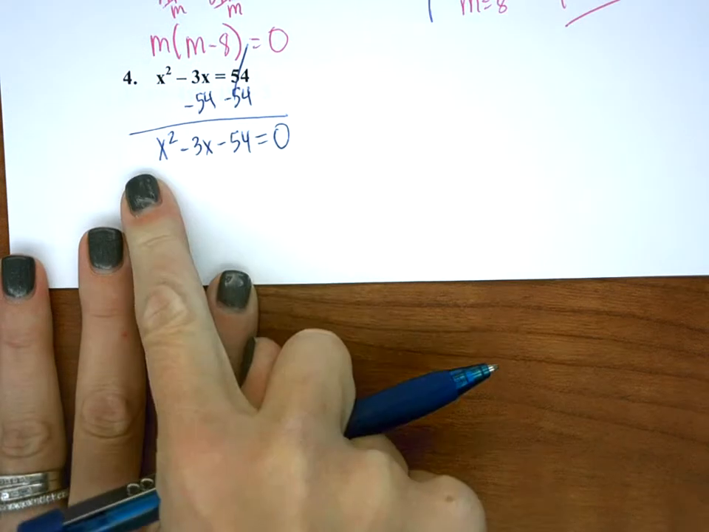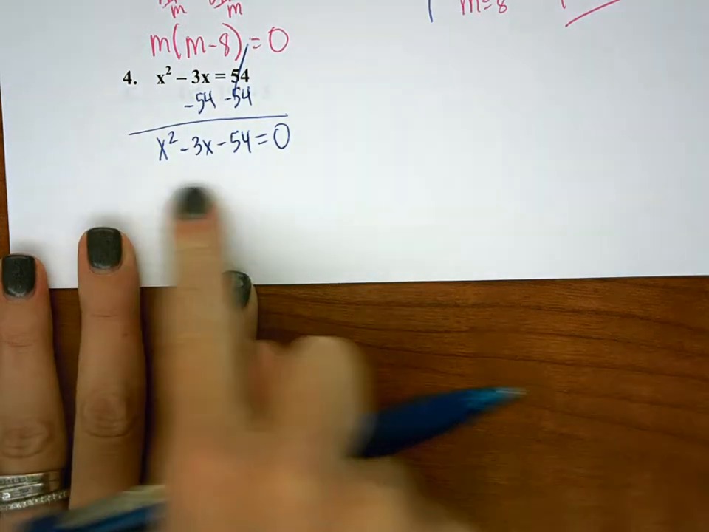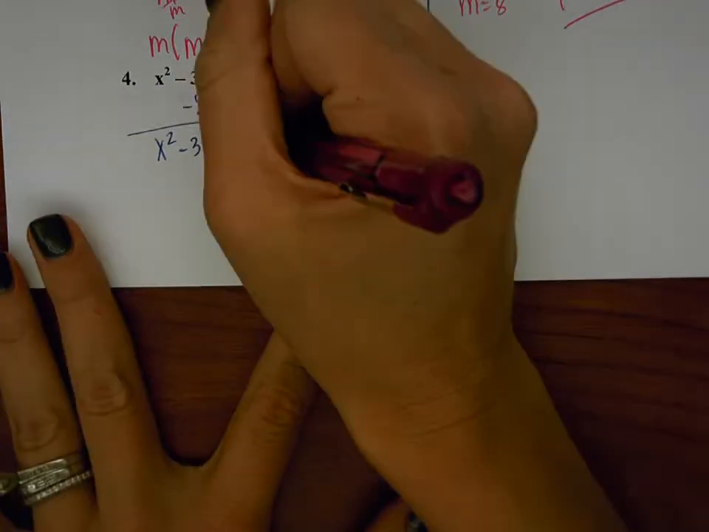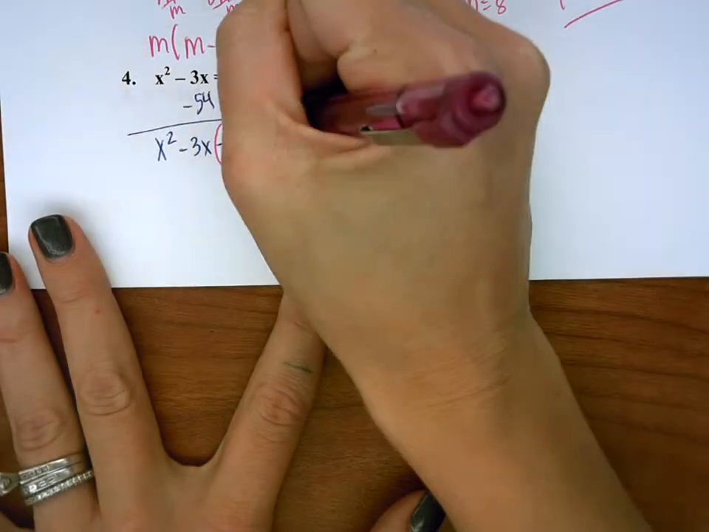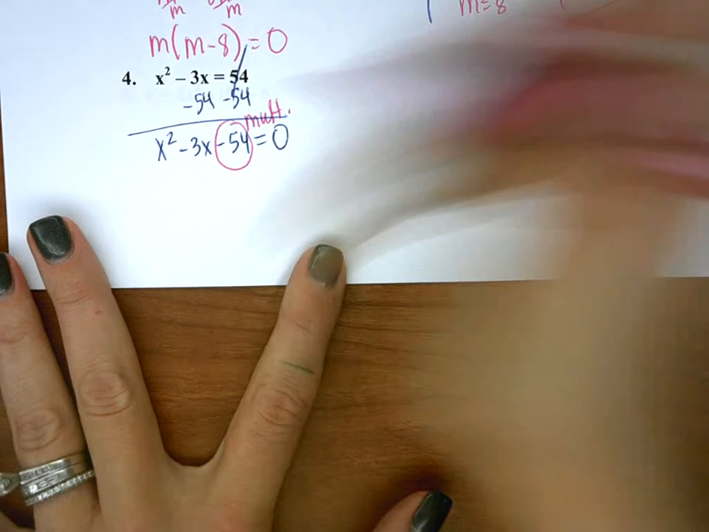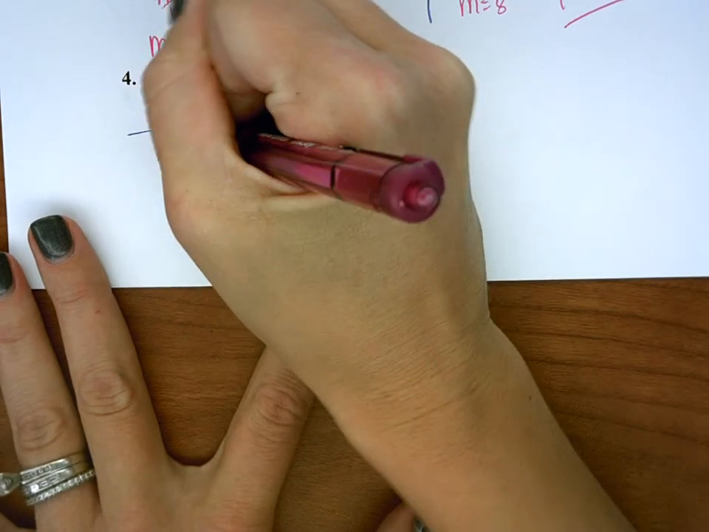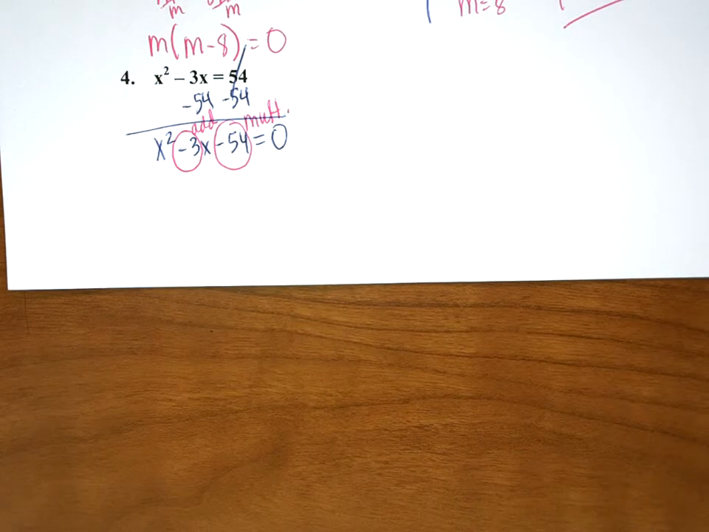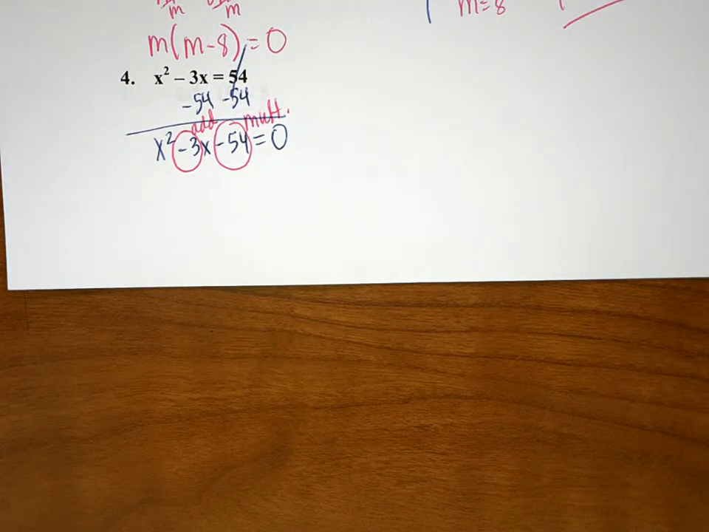And notice that I wrote it in what kind of order? Descending. Very good. Okay, so which number is my multiplication number? Negative 54. And which one is my adding number? Negative 3. Good. So you could go negative 9 plus 3. Does that make negative 54? Yes, negative 9 times positive 3.